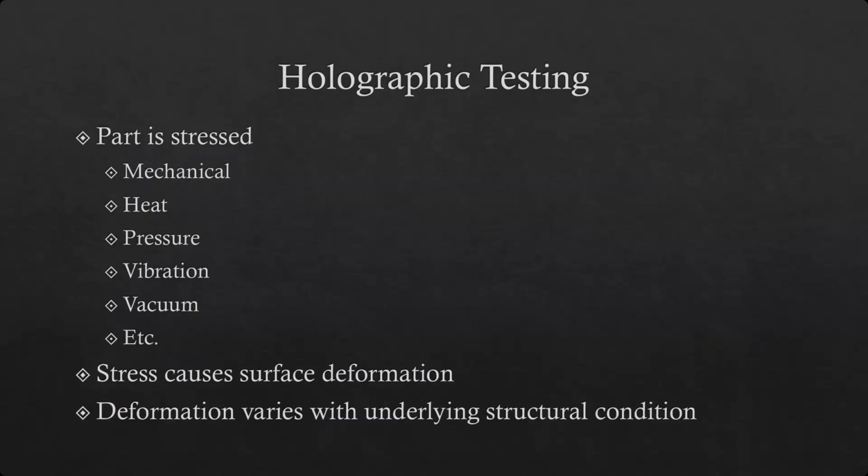So there's different ways we can stress the part. We can do it mechanically. Mechanically could include things like pressurizing the aircraft. That's a form of mechanical stress, using pressure. We can heat and cool, changing temperature. You can also use vibration. You can put a part under a vacuum, which again induces a mechanical stress in it. It's going to cause that surface deformation, and then we're going to be able to pick that up and make an analysis of the underlying structural condition, whether of the material itself or the underlying structure that supports that material.